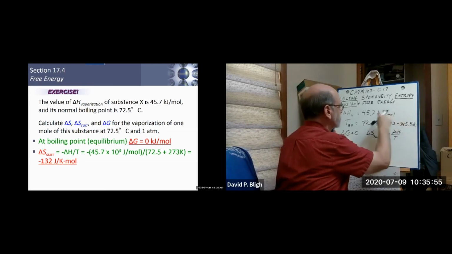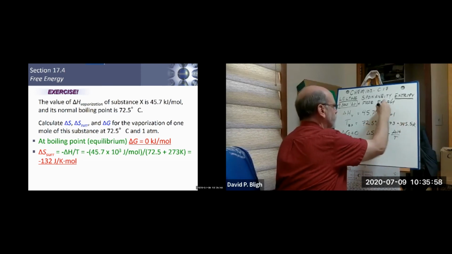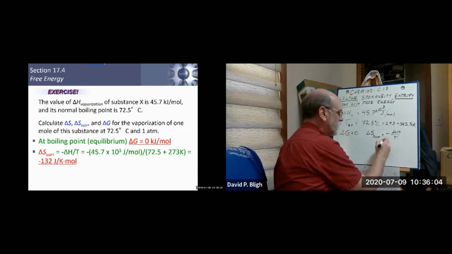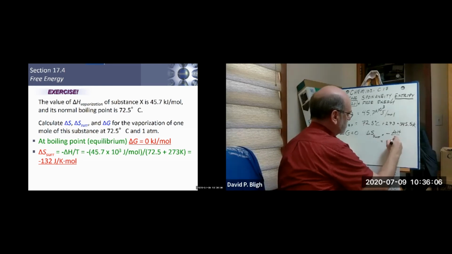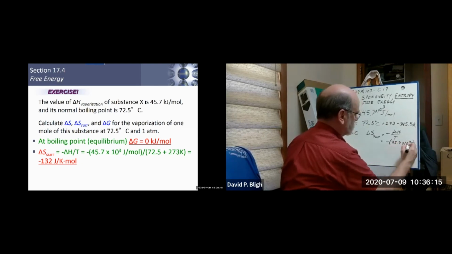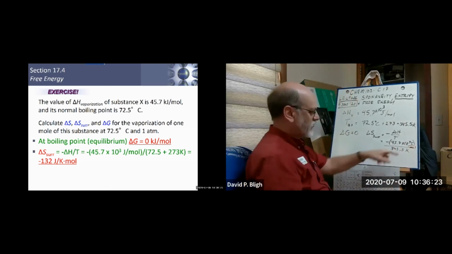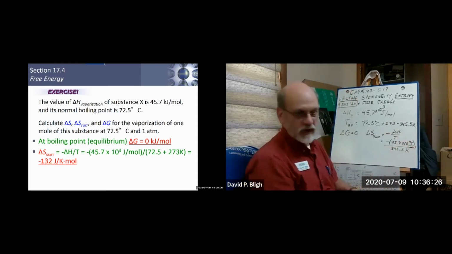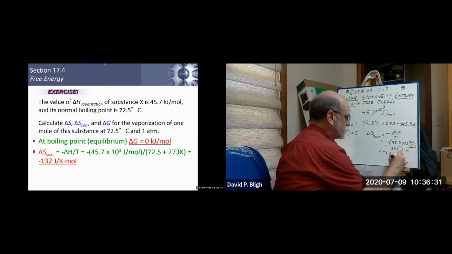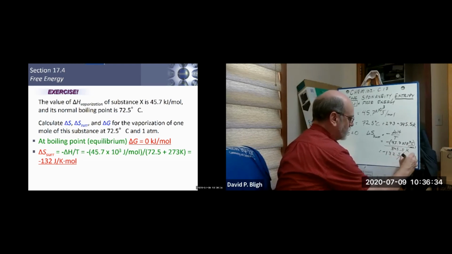So this would be times 10 to the third joules per mole. Right, so now we can calculate this one. So it's negative 45.7 times 10 to the third joules per mole, and temperature of 345.5 K. So that's joules per K mole. That's why the units are like that. And that turns out to be minus 132 joules per K mole.